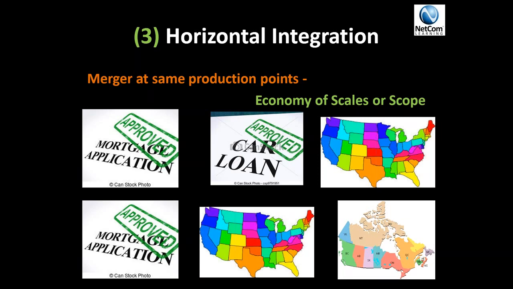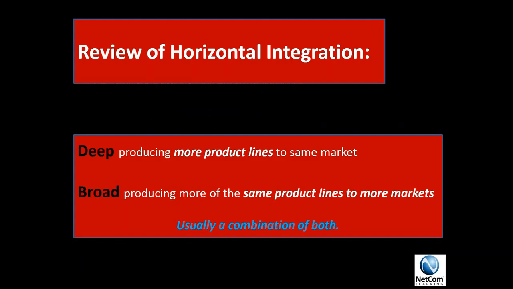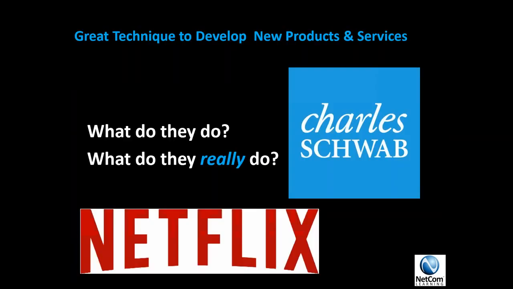The first example is introducing more products or services to the same market, and the second example is the same product or service but to more markets. Both of those are illustrations. So a quick review: when we produce more product lines to the same market, that is deep horizontal integration, and producing more of the same product lines to more markets, like in the United States and Canada, that's broad horizontal integration. The reality is that usually companies provide a combination of both.